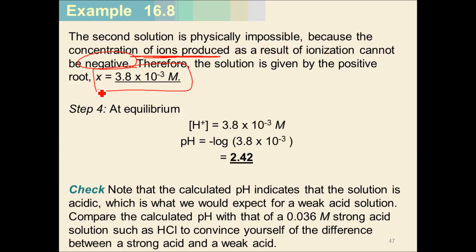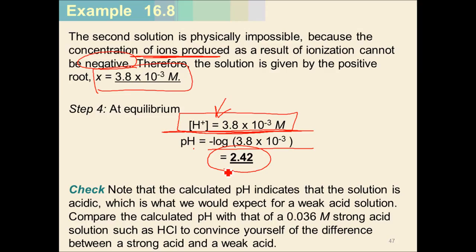You're not done yet. What this problem wanted then was, what is the pH? Again, x you assigned to be the hydronium ion concentration, so 3.8 times 10 to the minus 3rd. So pH is equal to minus the log of 3.8 times 10 to the minus 3rd, which again then would be 2.42 in your calculator.